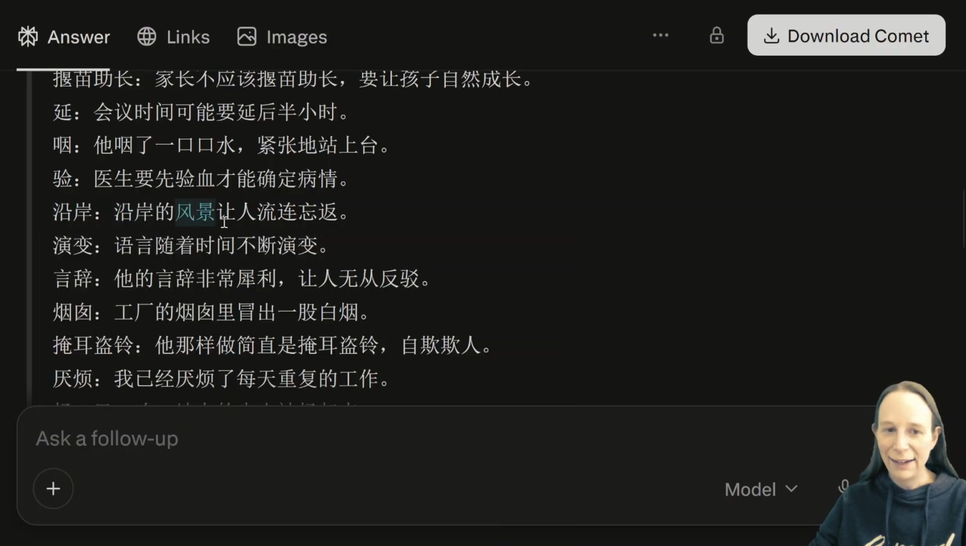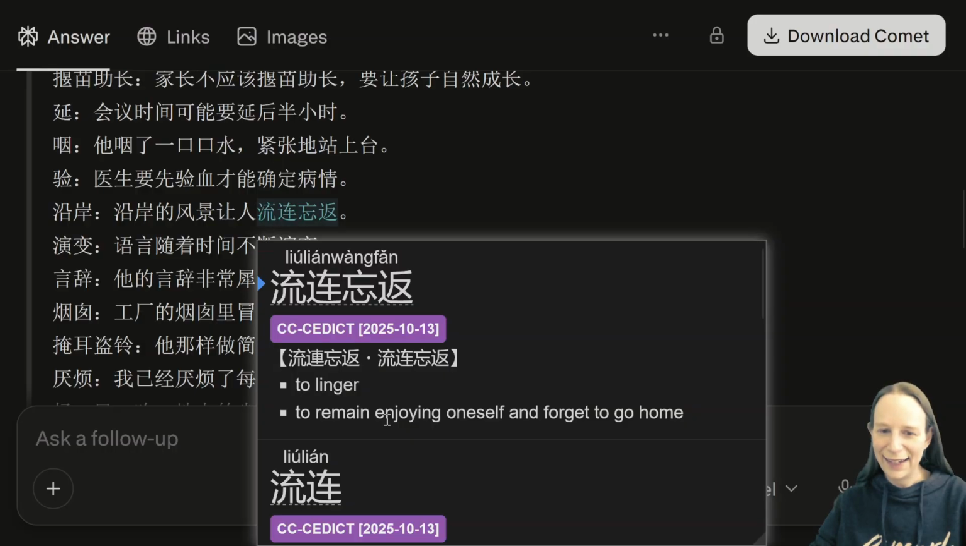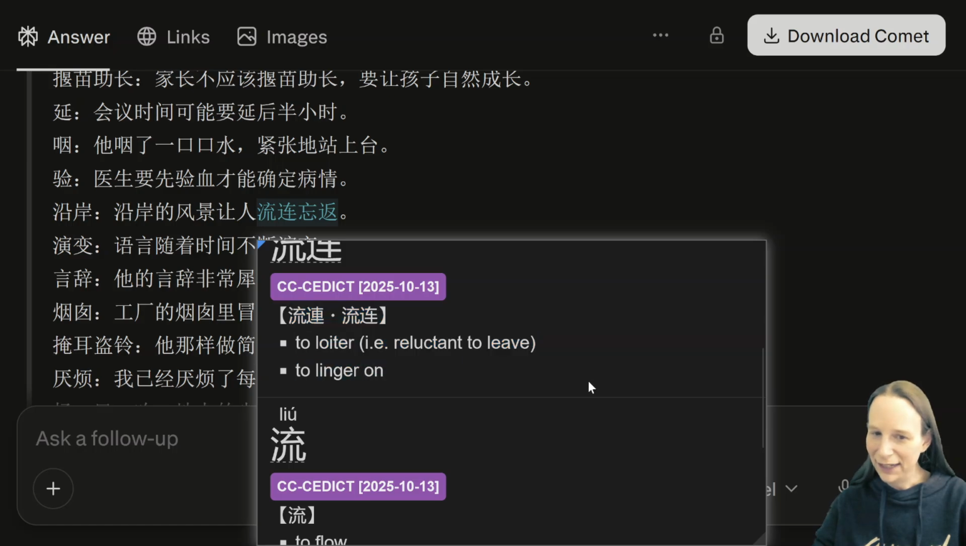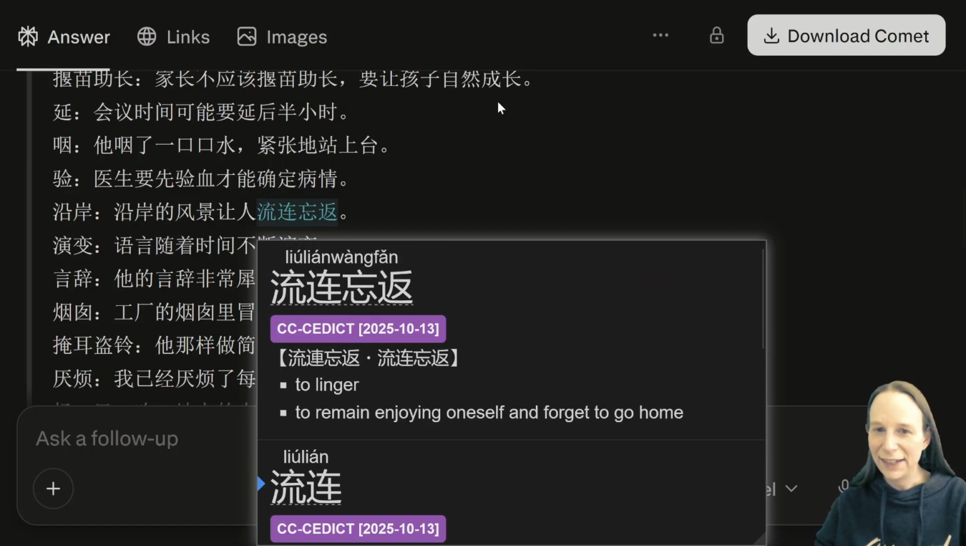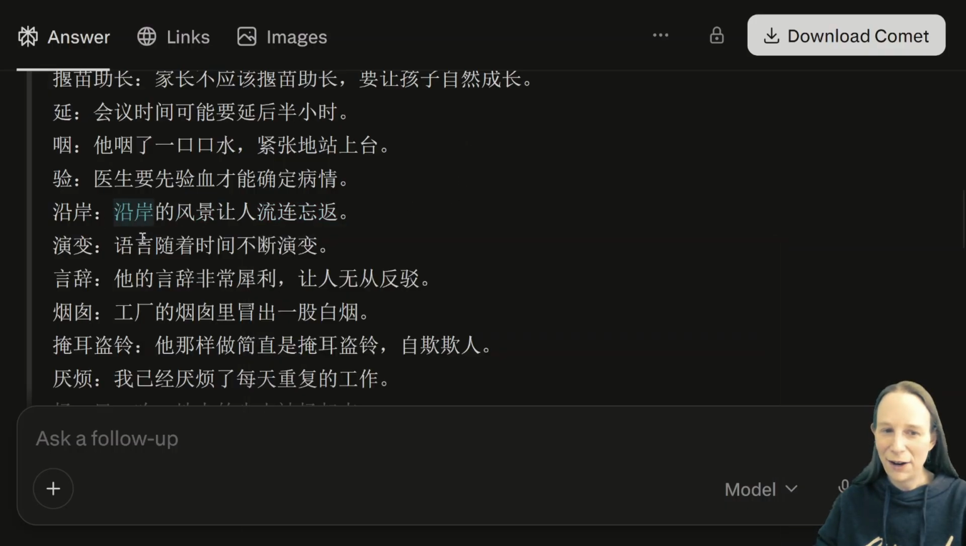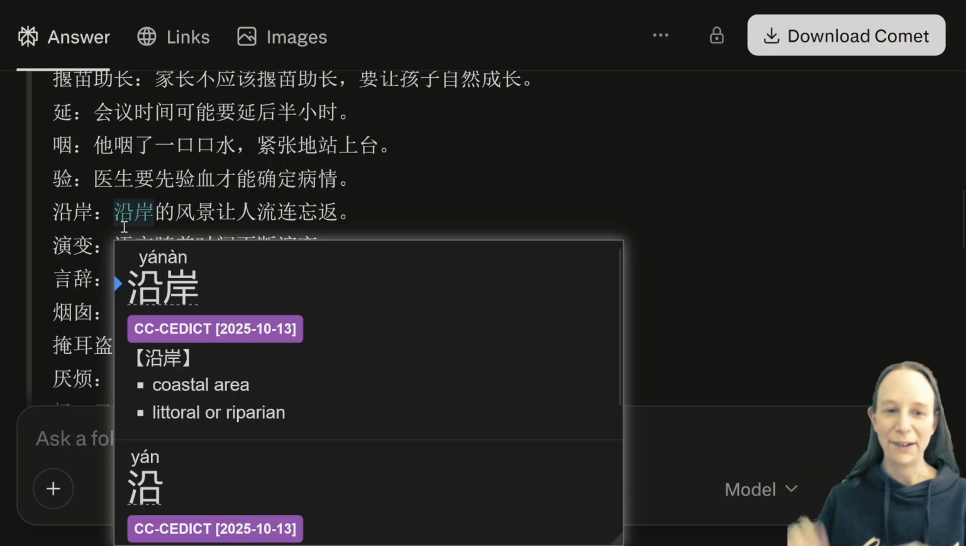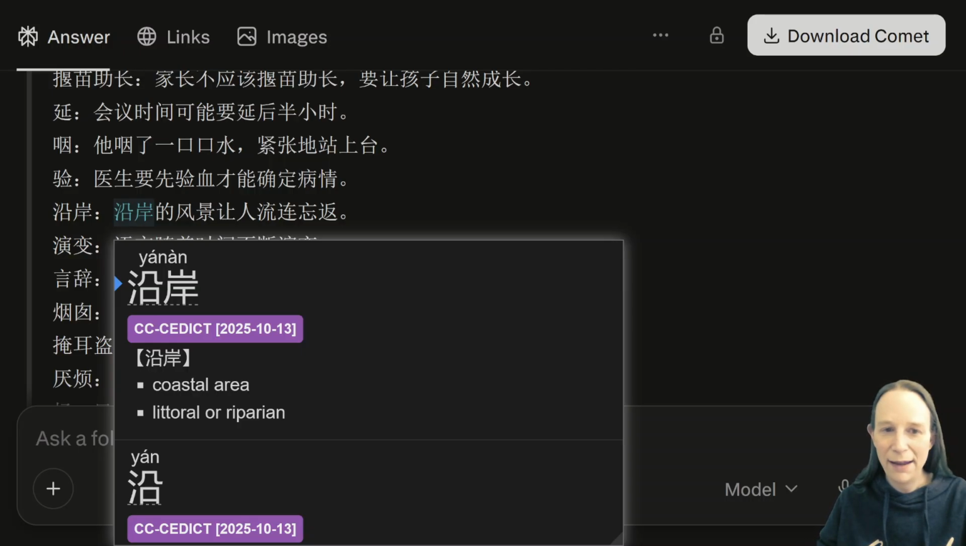All right. 沿岸的风景让人流连忘返. So presumably, it causes many people to come and not want to go, or something like that. Why is there a Liu there? Oh, Liu as in stay. No, that's another Liu, isn't it? Liu Lian. Oh, okay, there's a meaning for Liu Lian. Linger. Linger and forget to go back. Because the scenery along the coast is beautiful, presumably, or at least captivating enough to keep them there.